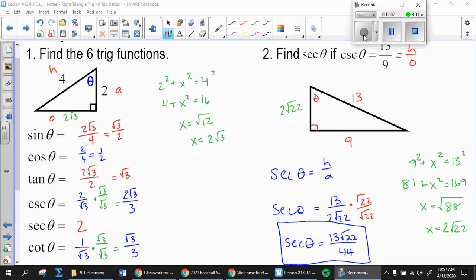All right, here are your answers. Check through those. Make sure you're using Pythagorean theorem on both of these to find that missing side, and then make sure you're rationalizing and simplifying where needed.